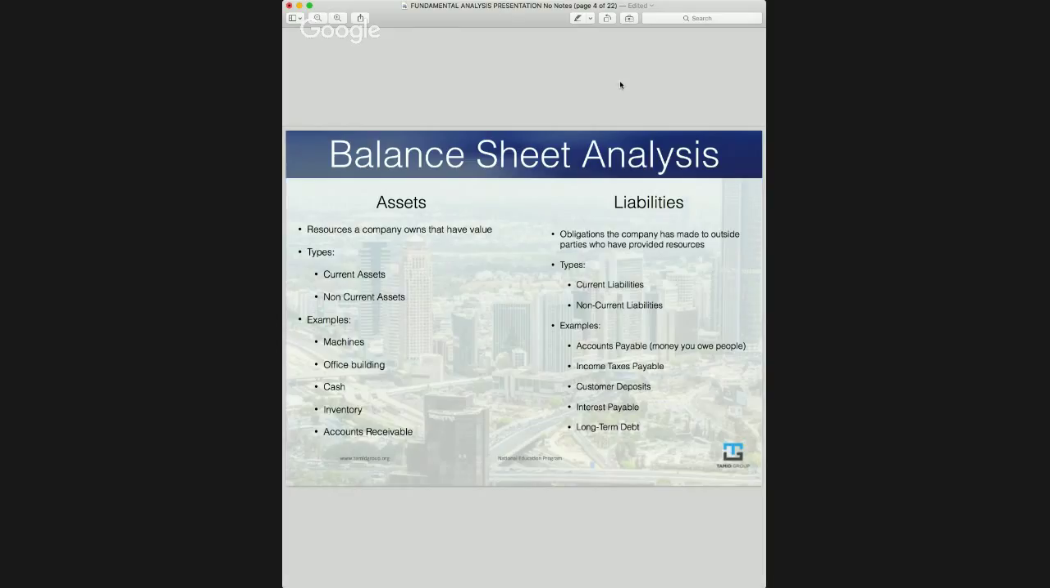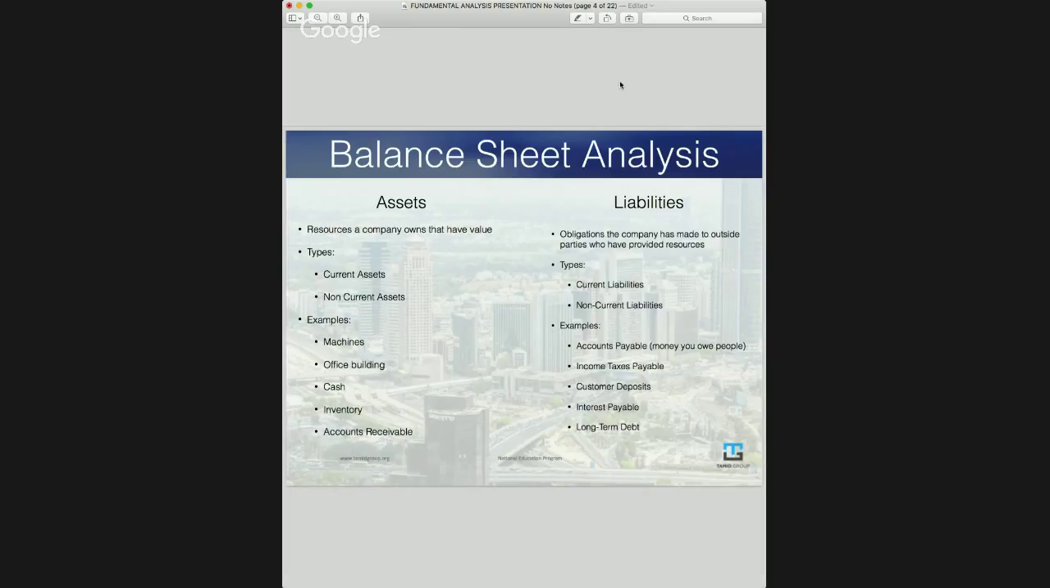Starting with the balance sheet, there are three main types of information: assets, liabilities, and shareholders' equity. An asset is a resource a company owns that has value. Some examples would be machinery, office buildings, cash, inventory, factories, accounts receivable, tractors, trucks, anything you use that has value to create a profit. There are going to be two types of assets. One would be your current assets, and one would be your non-current assets.